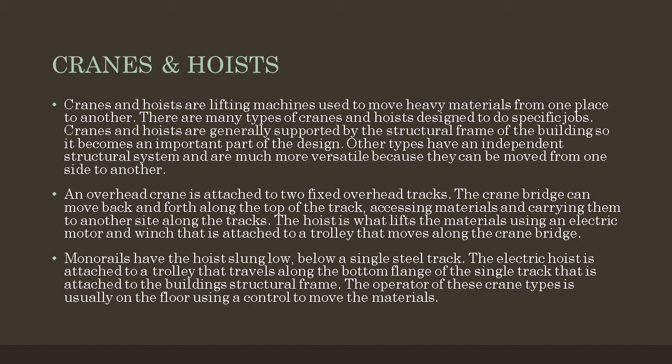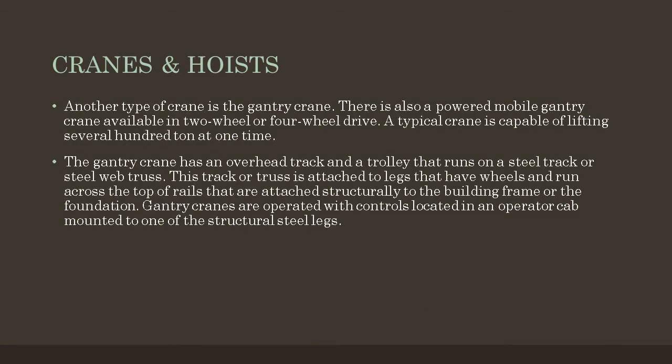Hoists are situated on a primary horizontal beam of the crane called the bridge girder. Other types have an independent structural system and are much more versatile because they can move from one side to another. Like an overhead crane is attached to two fixed overhead tracks, and monorails have the hoist slung low below a single steel track. A gantry crane is a typical crane that is capable of lifting several hundred tons at a time. It is operated with controls located in an operator cab mounted to one of the structural steel legs.